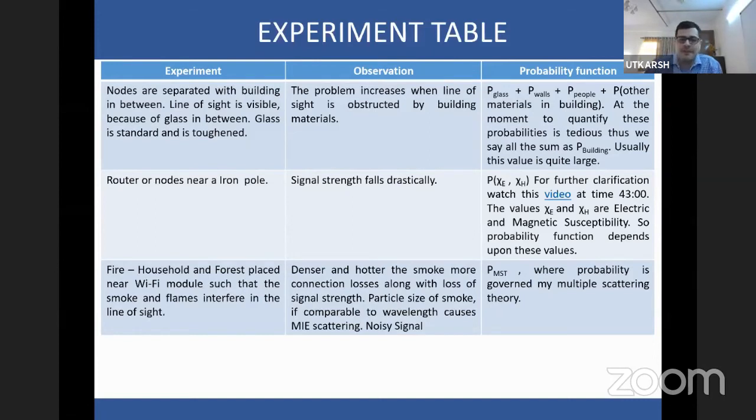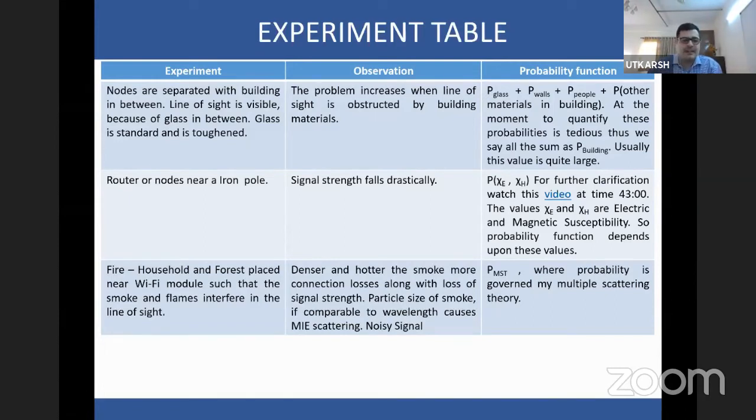So we say P of XE and XH. For further clarification, there is a video available on YouTube that you can see, and it will help you understand how this concept happens, and it's very prevalent. So X of E and X of H are electric and magnetic susceptibility. The probability function then depends upon these values.